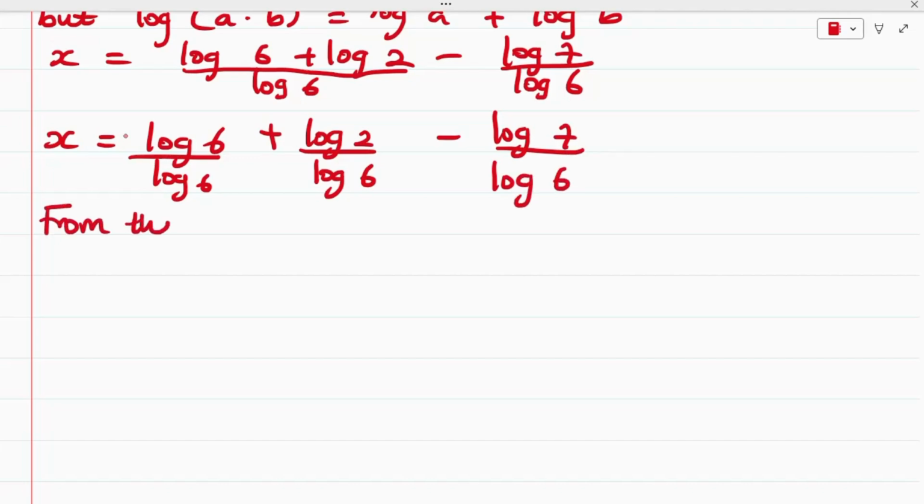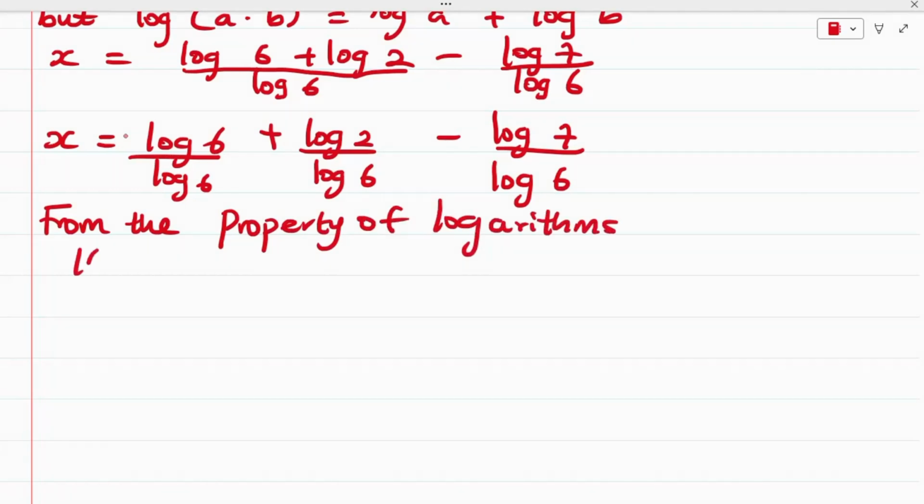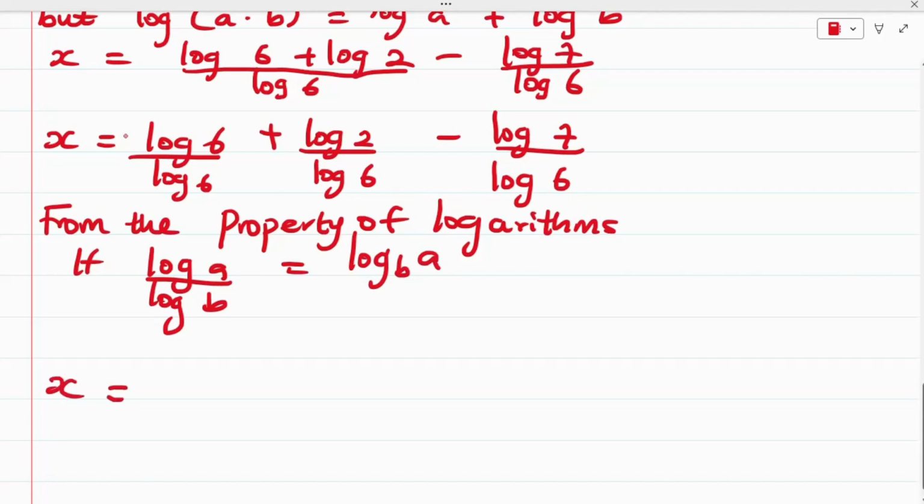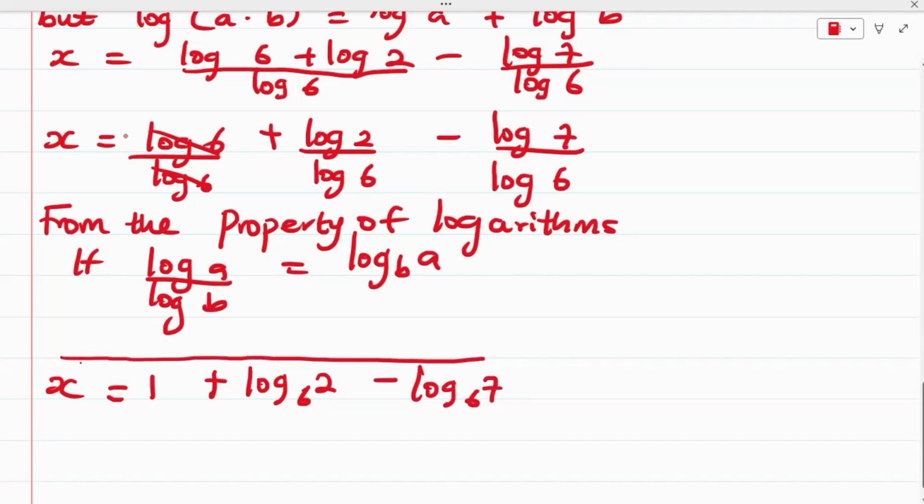But from the property of logarithm, which is the change of base formula, that says that log a over log b is equal to log base b of a. So applying this, we have x is equal to log 6 over log 6, which is going to be 1, plus applying the change of base formula, log 2 base 6 minus, if we apply this right here, log 7 base 6, and this becomes the final value for x.